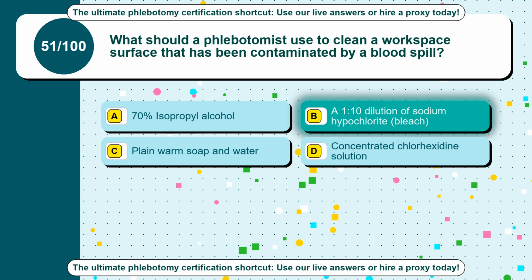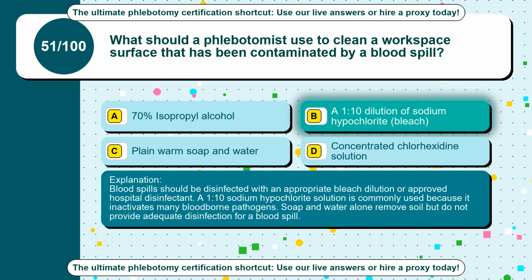A 1:10 dilution of sodium hypochlorite, bleach. Blood spills should be disinfected with an appropriate bleach dilution or approved hospital disinfectant. A 1:10 sodium hypochlorite solution is commonly used because it inactivates many blood-borne pathogens. Soap and water alone remove soil but do not provide adequate disinfection for a blood spill.